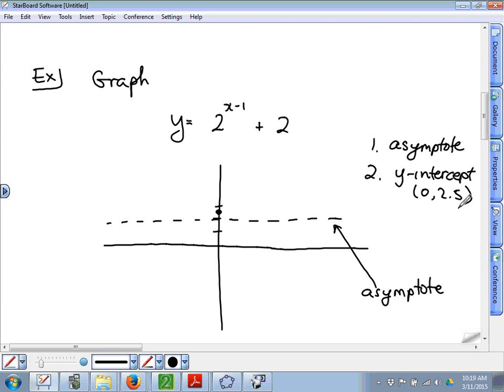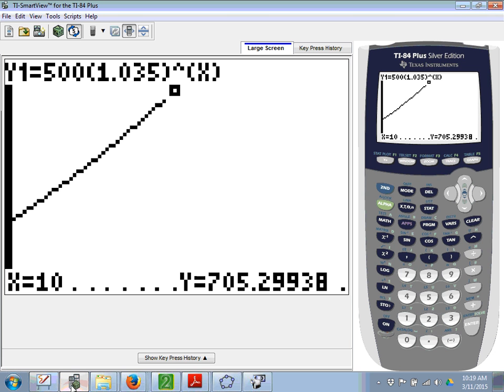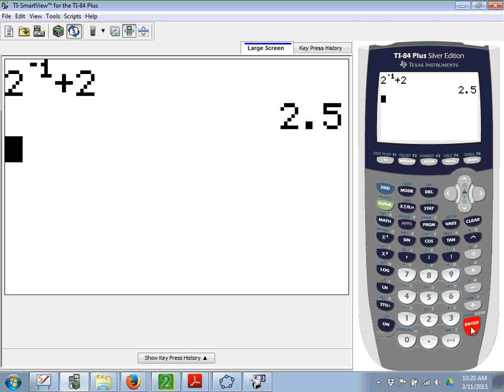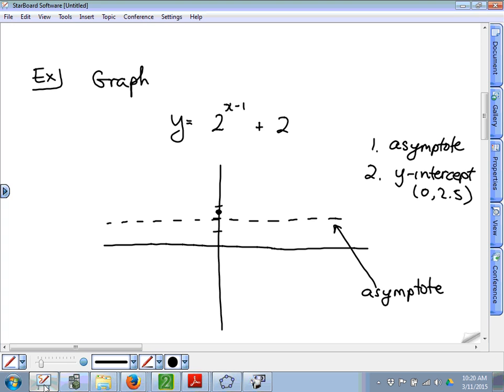Now, I showed you that just doing it in my head. I don't expect everybody to be able to do that. So on a calculator, you can just type in 2 to the negative 1, and then add 2 to that, and it gives you 2.5. No reason not to use your calculator if you're worried about doing that in your head. So, what's that? Well, yeah, because x is 0, and then 0 minus 1 is where the negative 1 came from.